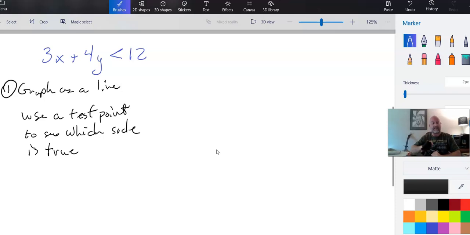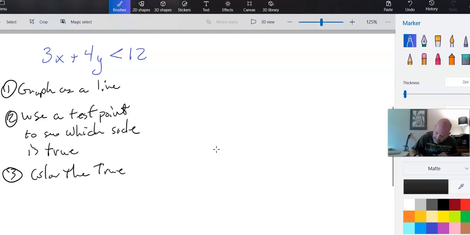You just graph it like it's a line, whatever it takes. And then once you have the line graphed, you use a test point to see which side is true and which side is false, and then you color the true side. Okay, so those are your steps. So you're going to graph it as a line, use a test point to see which side is true, and then color the side that's true. Okay, so we have this line.